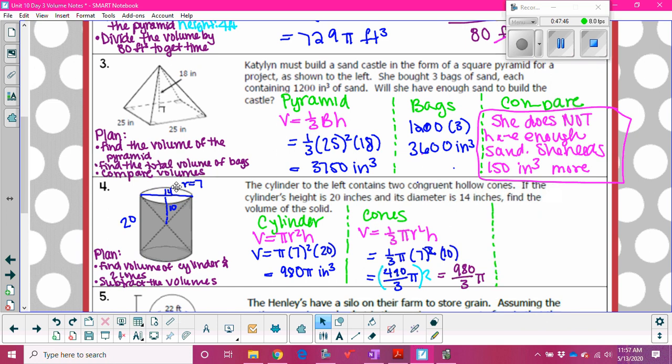Now all we have to do is subtract the volumes. Let's find the total volume. I'm going to say 980 pi minus 980 over 3 pi. I'm going to get it in terms of pi first. Let's go look at the calculator to see what that looks like.